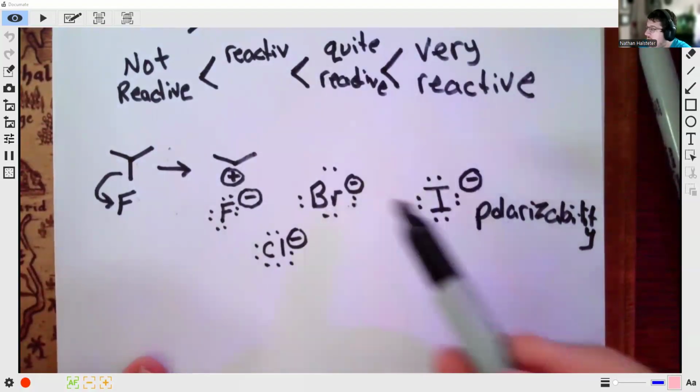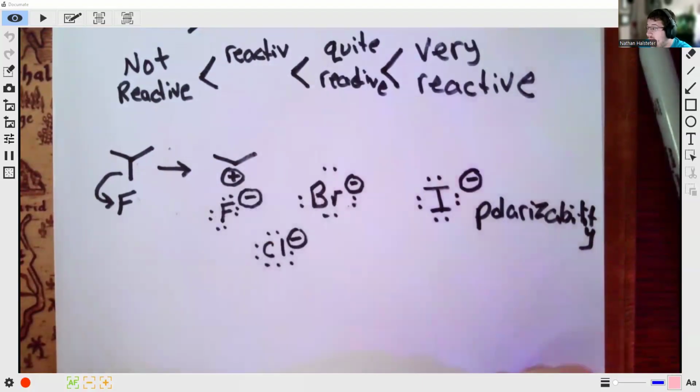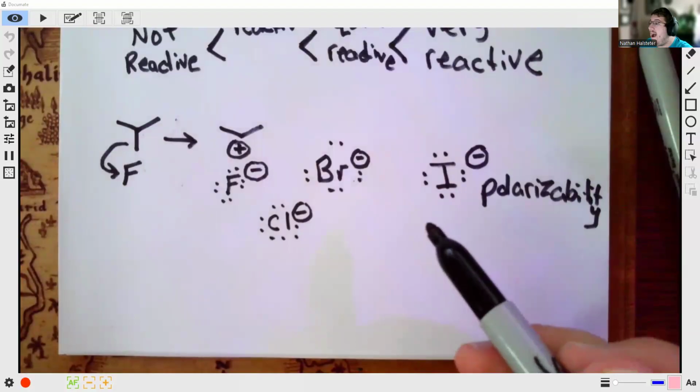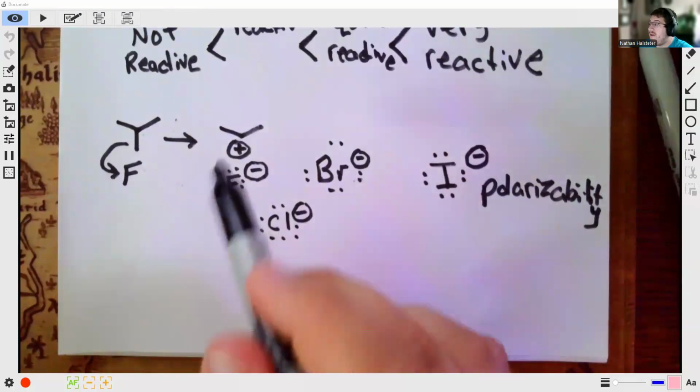Iodine is super polarizable. Bromine's a little bit less. Chlorine's a little bit less, and fluorine is so small it's not very polarizable at all. So because of that, whenever you have an iodine bonded to a carbon, that reaction is going to go much, much faster than a chlorine. And for our purposes, fluorine typically doesn't react at all. Give me just a second.